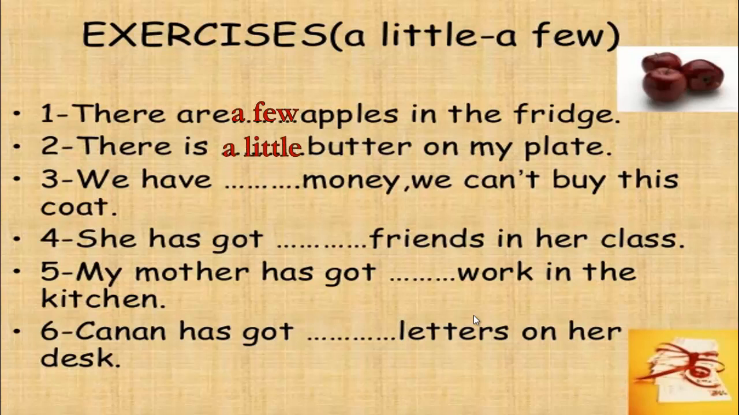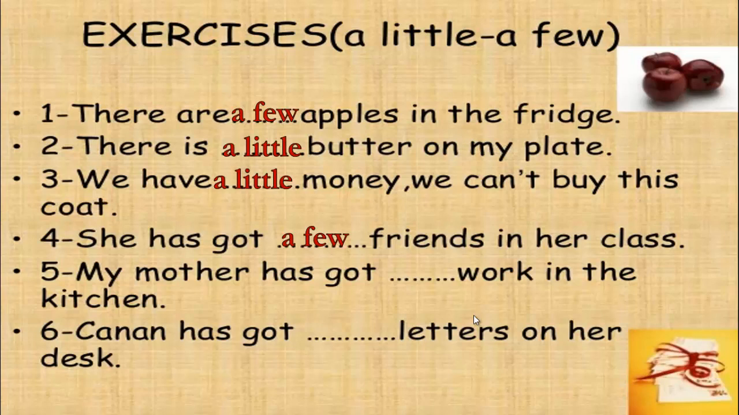That's right. Number 3, we have space money. The word money, countable or uncountable? Uncountable. So the sentence is going to be, we have a little money. We can't buy this coat. Number 4, she has got friends in her class. Friends here is a plural word. It's going to be a few. Excellent. She has got a few friends in her class.